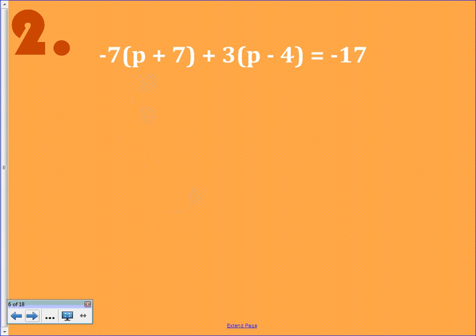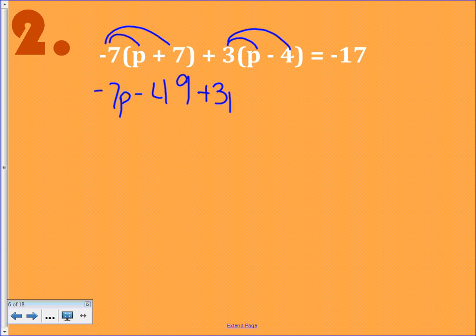Let's take a look at this one. Now this one looks really, really scary, but it's actually not that bad. What we're going to do is distribute everything. Now when I take this -7, I'm only distributing it into the things that follow in the parentheses. So again with this 3, I'm only distributing into the things in the parentheses that follow. So I'm going to take -7 times p, which is -7p, -7 times a positive 7, which is -49. Then I'm going to take 3 times p, which is 3p. And I'm going to take 3 times -4, which is -12. All of that equal to a -17.